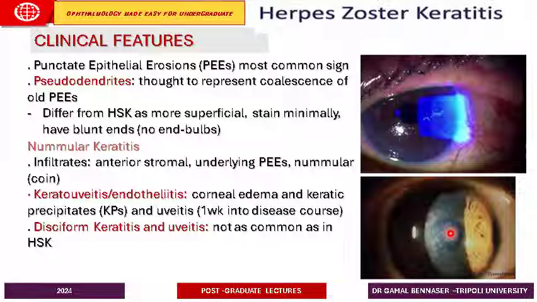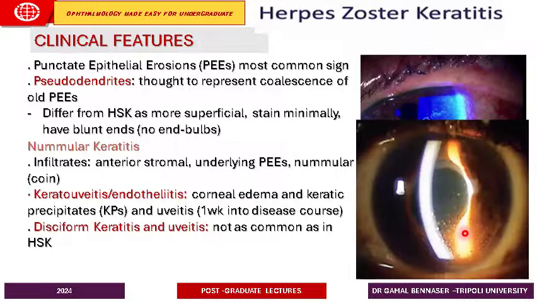Now, disciform keratitis, as seen in herpes simplex, is not that common here, but it can be seen also, especially in the chronic course. This is an example of keratouveitis. It can show severe keratic precipitates and severe haziness inside the anterior chamber.